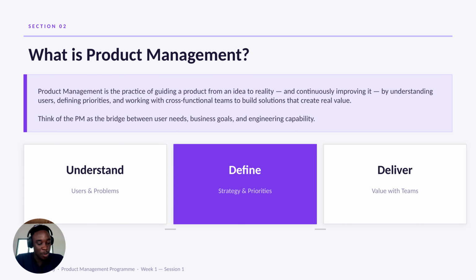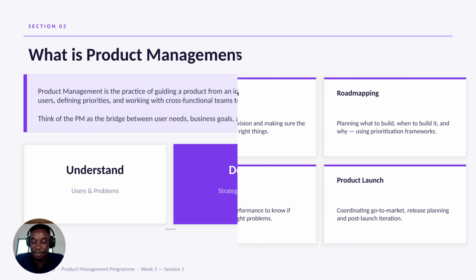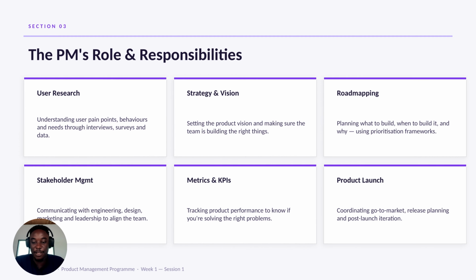All right. So on our third chapter, we are going to look at the roles and responsibilities of a product manager. There are 6 core responsibilities, and we are going to go through them quickly. The first on our list is user research. That is where we product managers talk to our users. We listen to them.